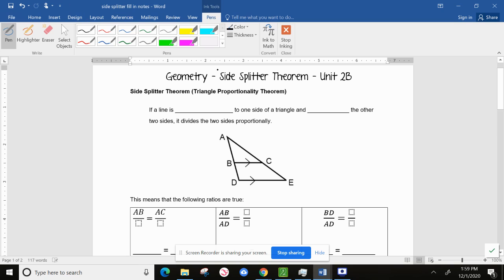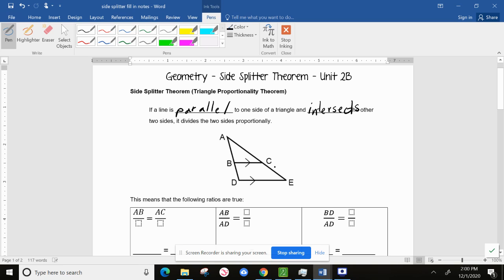And what it says is if a line is parallel to one side of a triangle and it intersects the other two sides, it divides the two sides proportionally. Parallel. We had trouble spelling that yesterday, didn't we? We're running out of space.